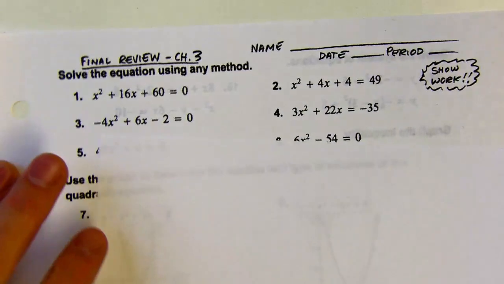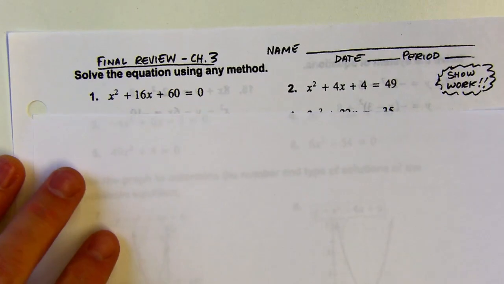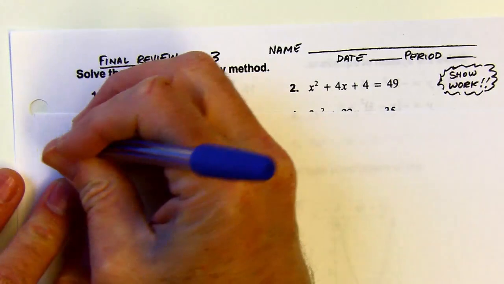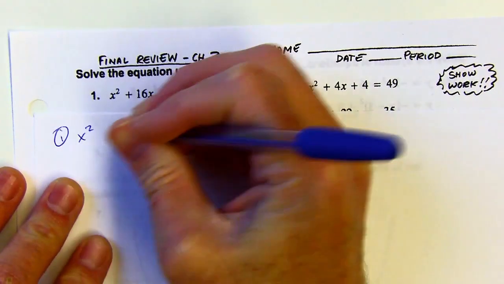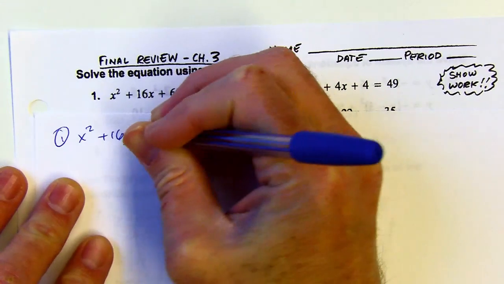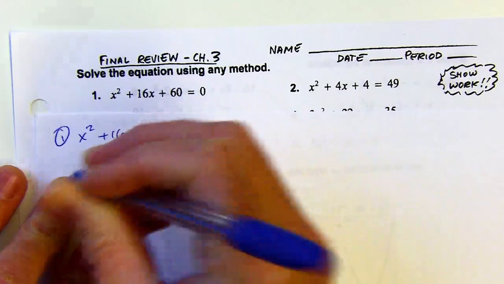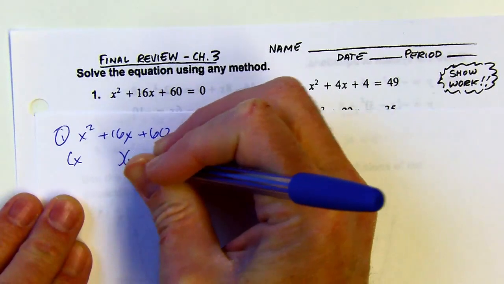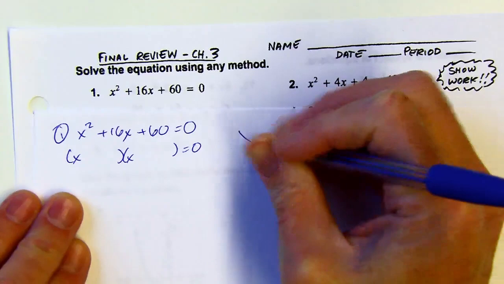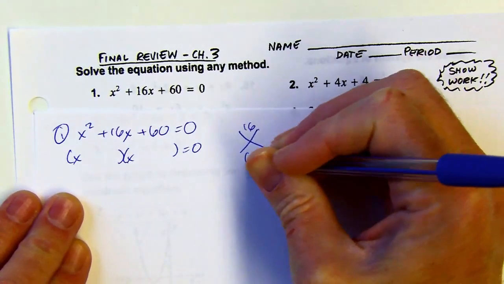Okay, so there's not much room to show my work here, so I'm going to use the scratch paper. So let's see, number 1, x squared plus 16x plus 60 equals 0. This looks factorable to me. I'm going to factor this with a diamond problem. I'll put a 16 up here and a 60.